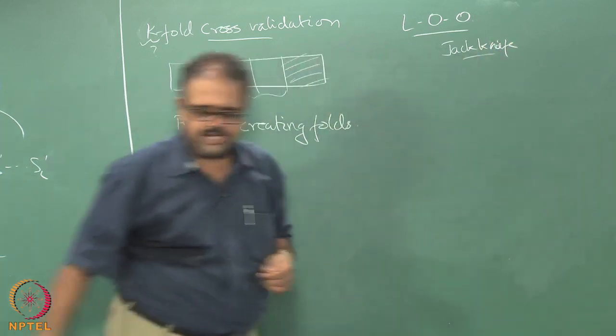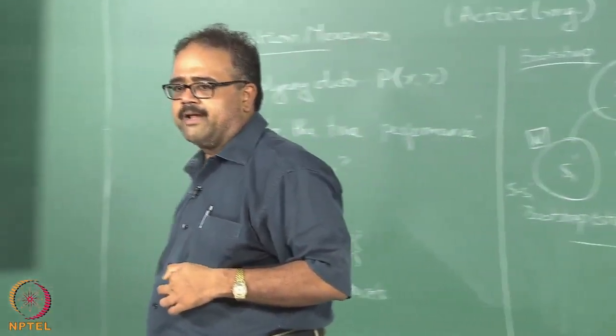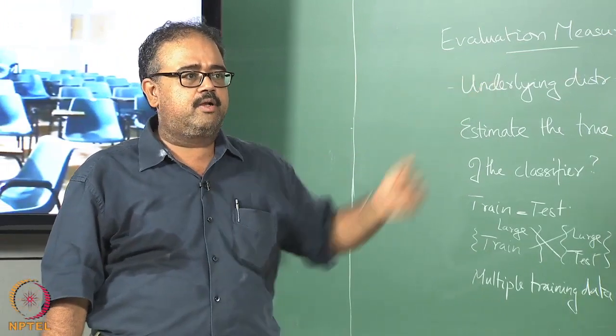Don't ask me why it's called jackknife, but one of the earliest variance reduction techniques used for parameter estimation was called jackknife. Okay, jackknife is very similar to leave one out.